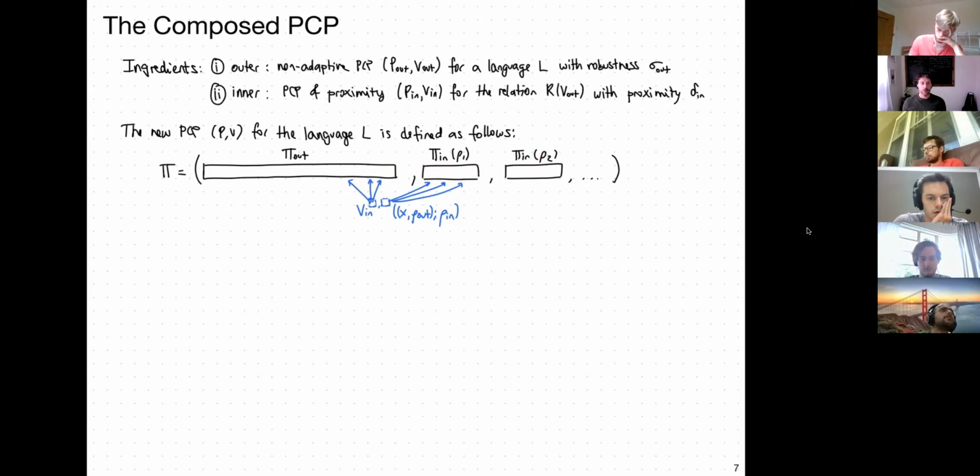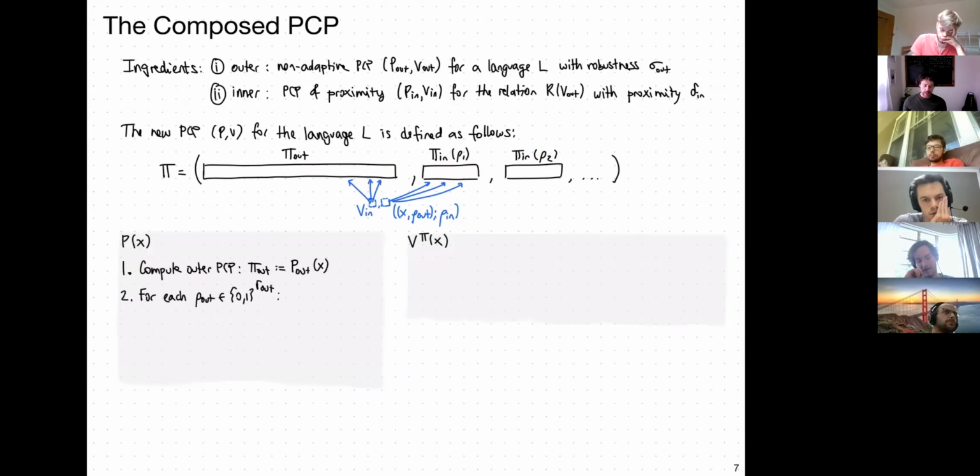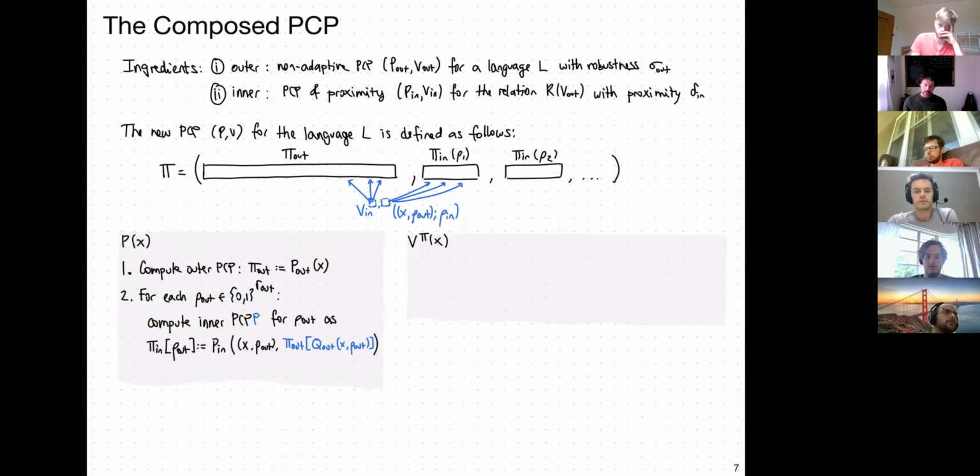So let's do it a bit more accurately. What's happening? We have our prover. The prover computes the outer PCP. It then enumerates over all possible random choices that the verifier could have. And it provides a PCP of proximity for the statement that the local view that is induced by these random choices is an accepting local view with respect to the verifier.